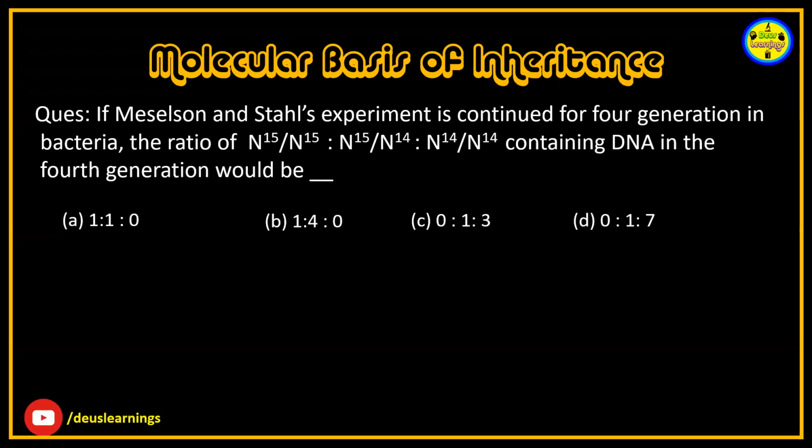So hi. So we have a question from Meselson and Stahl's experiment. Okay. So let's go through it. The question asks: if Meselson and Stahl's experiment is continued for 4 generations in bacteria, the ratio of N15-N15, N15-N14, N14-N14 containing DNA in the 4th generation would be. Okay, and options are given, right?